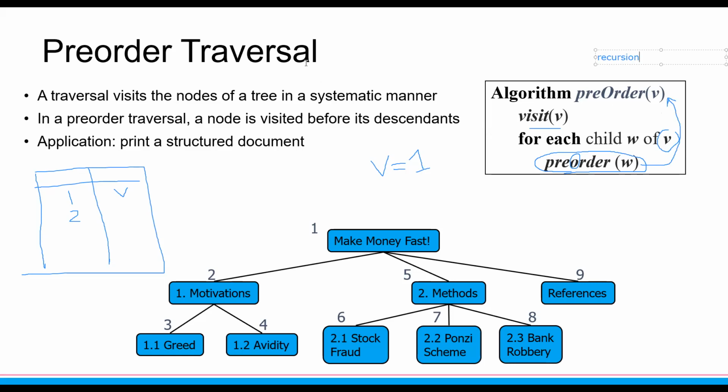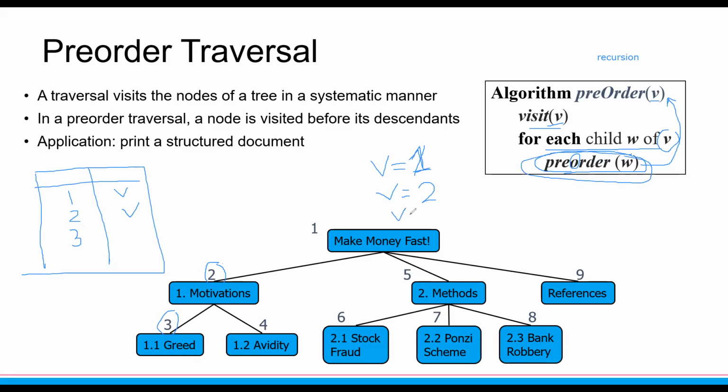Now we are in node 2. So now V is after 1. Let's say this is 2. So now we are doing the node when V equals 2. When V equals 2, again we will visit 2, and then for each child W of V, we know we are now at 2. We will check what is the child of 2. We have 3, so 3 is listed here, and then we will do the pre-order W.